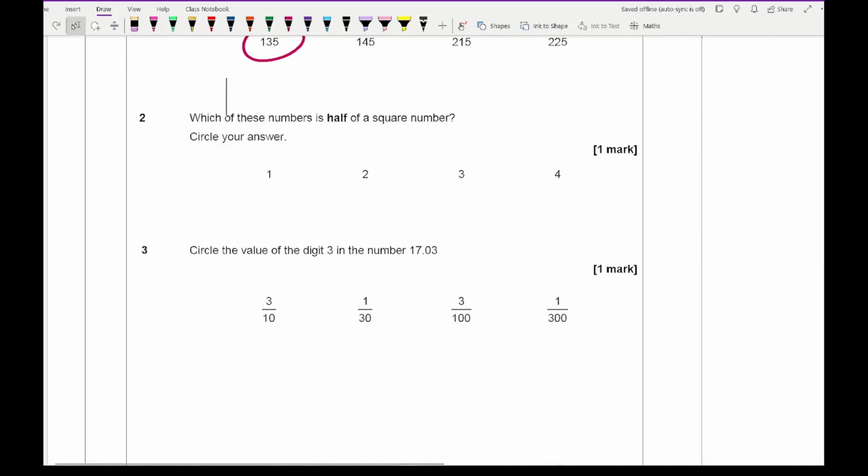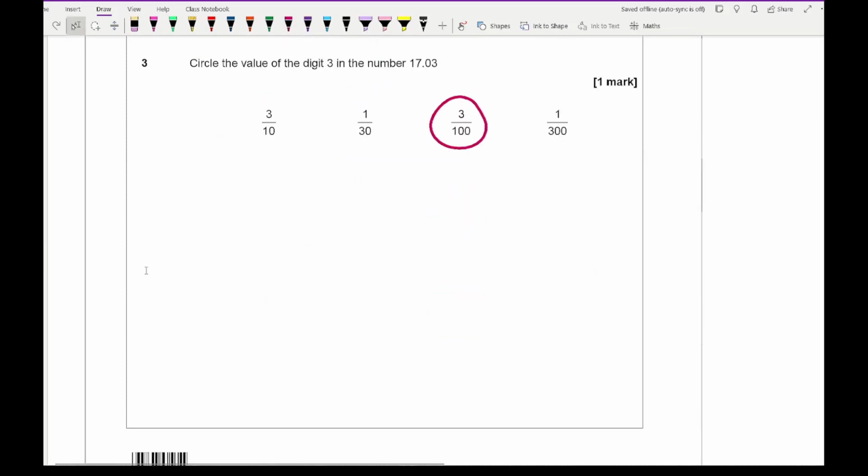Then it says which of these numbers is half of a square number. Well, if we double each of these numbers, we see which of those are square numbers. So it's going to be 2. Then question 3 says circle the value of the digit 3 in the number 17.03. Well, the 0 represents a tenth, so the 3 represents 3/100ths, and that's our third option.